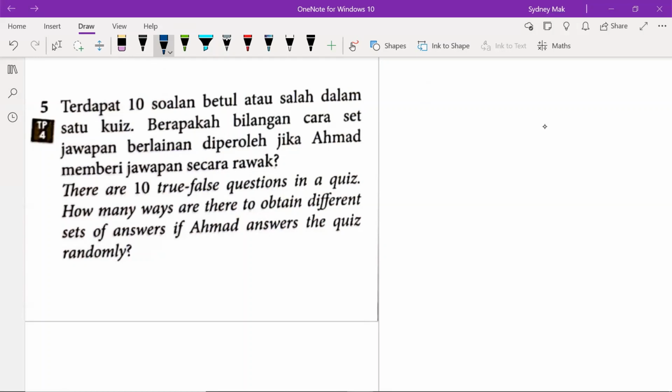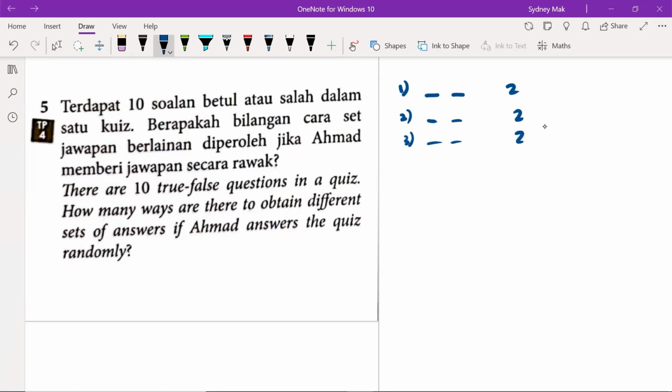Okay, that means for question number 1, Ahmad has 2 ways to answer the question. Okay, so therefore we have 2 ways, right? And followed by the second question, he has another 2 ways to choose the answer, so times 2. And the third question, also we have 2 ways to answer the question. All right, so 2 ways.